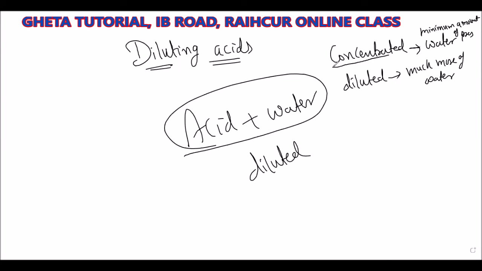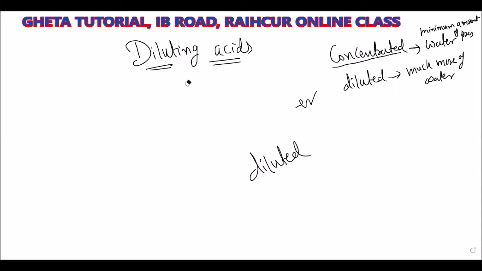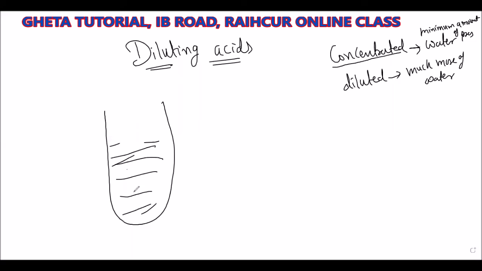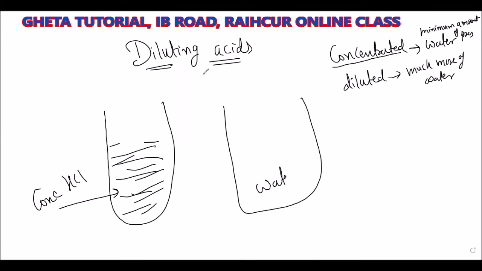Concentrated is nothing but the minimum amount of water is present, and diluted is nothing but much more water is present. So when water is added to the acid, or acid is added to the water, it is called diluting an acid. But there is a process for how you can dilute the acid. Here there is a concentrated hydrochloric acid, and here you have the water.